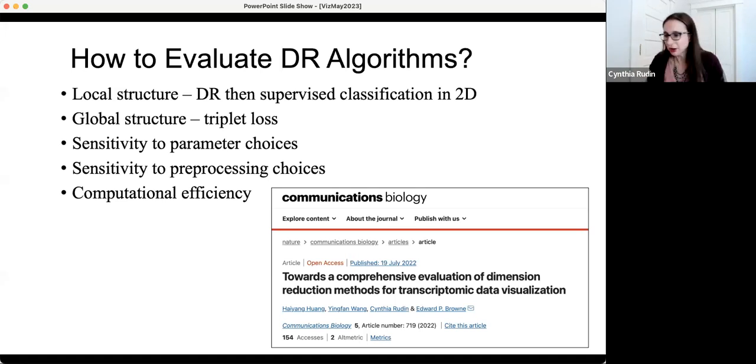And PacMAP does well in all of these metrics, but I don't really like showing tables in talks, so I'm just going to do a bunch of demos.